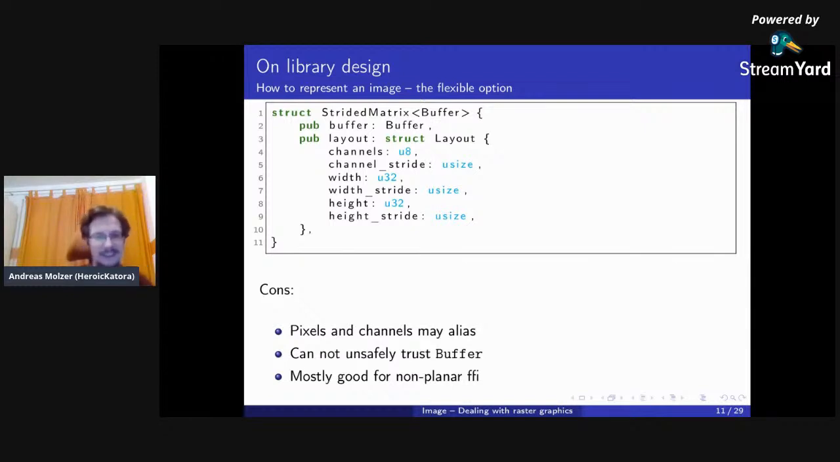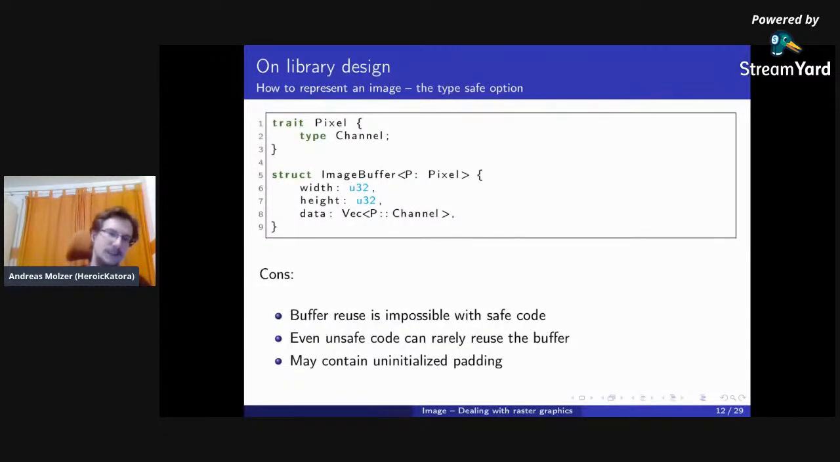So then the type safe option is next, right? We had the problem that we can't trust the buffer, so let's use our own buffer again, but actually we need to use our own type for the elements as well, because otherwise we had the problem of bytes. Okay, so how does this look?